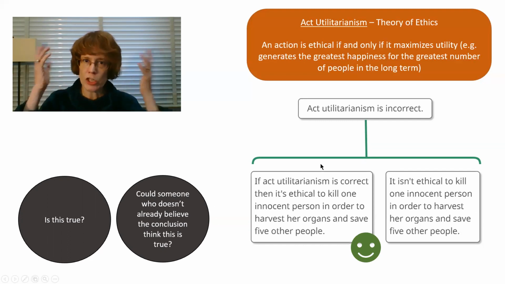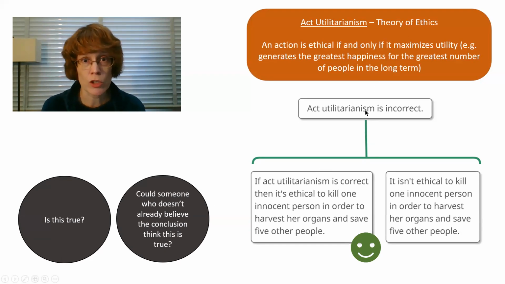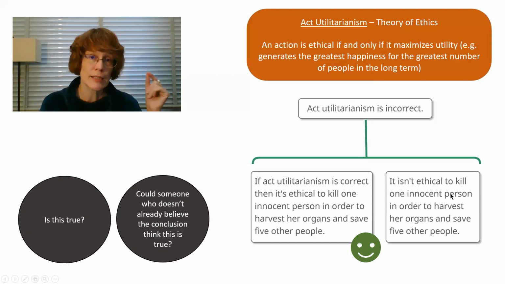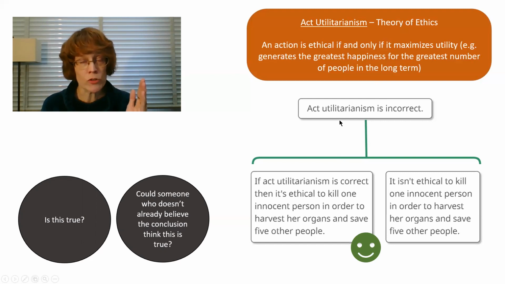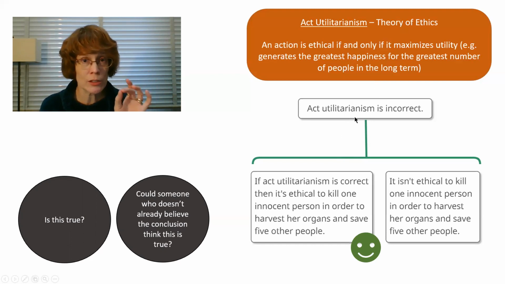So now we have to do that shape-shifting we talked about last time. Imagine that you really think that act utilitarianism is correct, right? You are a true believer. You accept act utilitarianism. Could you accept that premise? Could you think that it's unethical to kill one person to save 5? I don't think you could. I think that if you are an act utilitarian, and hence reject the idea that act utilitarianism is wrong, you won't accept the premise.